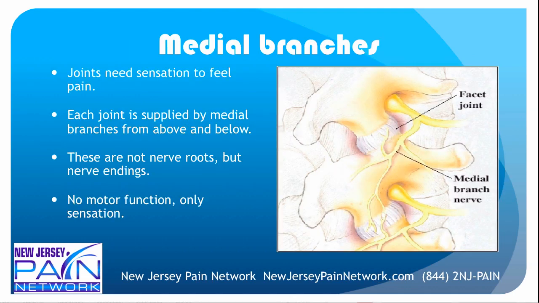A medial branch block is a great procedure. Here's what you see. You have a nerve root coming out, nerve root coming out. So these little nerve endings here are the medial branches. All right, so let's take this joint. This is a facet joint in particular. Medial branches coming down, and medial branches coming up. So there's two sources of medial branches that supply sensation to a facet joint. They only have sensory function, no motor.